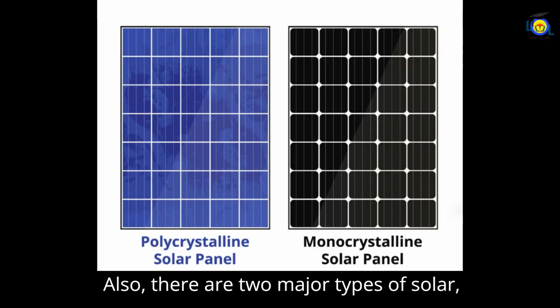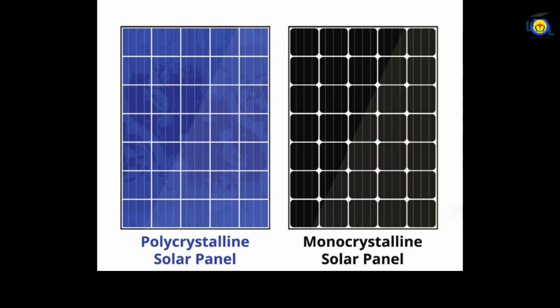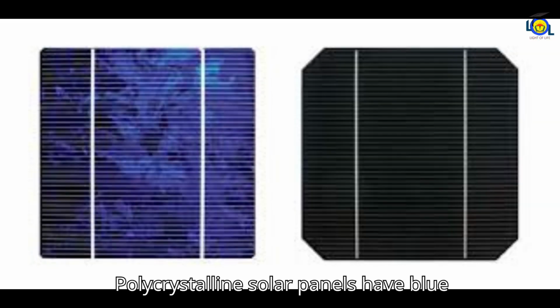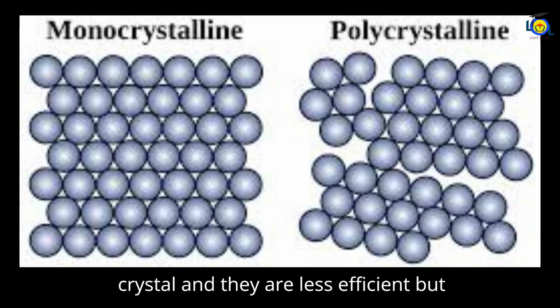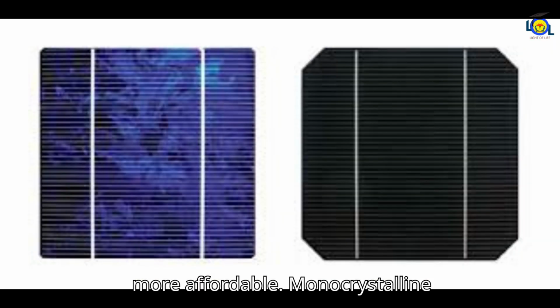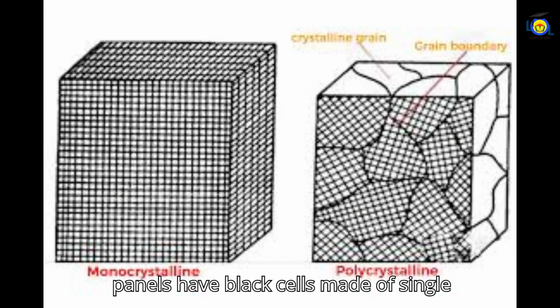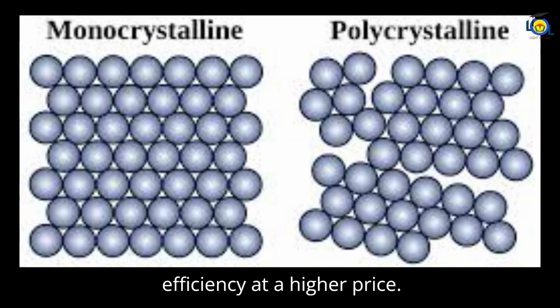Also, there are two major types of solar, monocrystalline and polycrystalline. Polycrystalline solar panels have blue cells made of multiple silicon crystals, and they are less efficient but more affordable. Monocrystalline panels have black cells made of single crystals, and they offer a higher efficiency at a higher price.